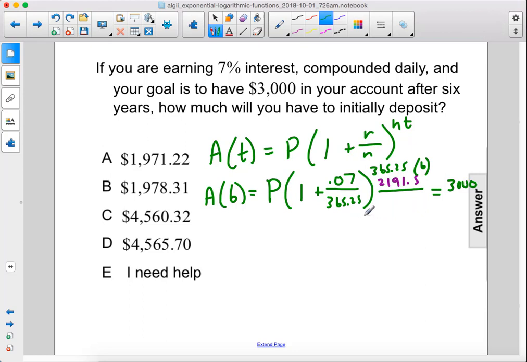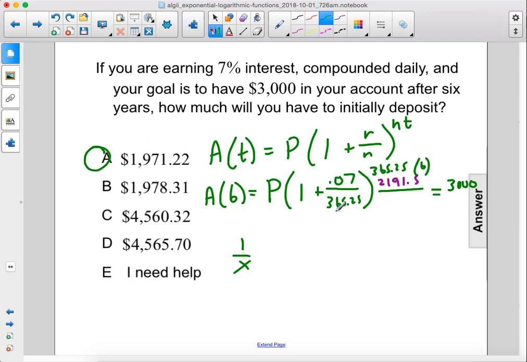Then there's a button on your calculator that's the 1 over x button. Hit that, and that will show you the reciprocal of that value. Then you're just going to multiply that by 3,000, and that ends up being 1,971.22. This is a nice way of not having to round any of the numbers too early.